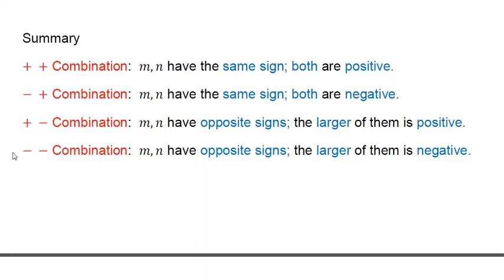Finally, for the minus-minus sign combination, m and n have opposite signs, the larger of them being negative. So that's a brief overview of the 4 sign combinations for factoring the quadratic trinomial x squared plus bx plus c.